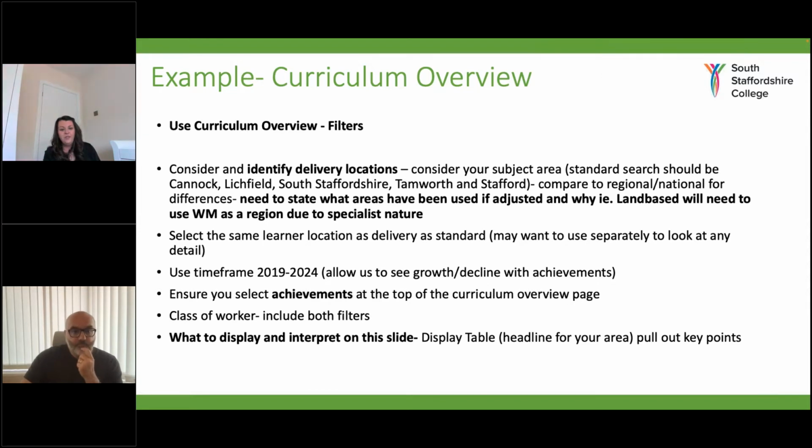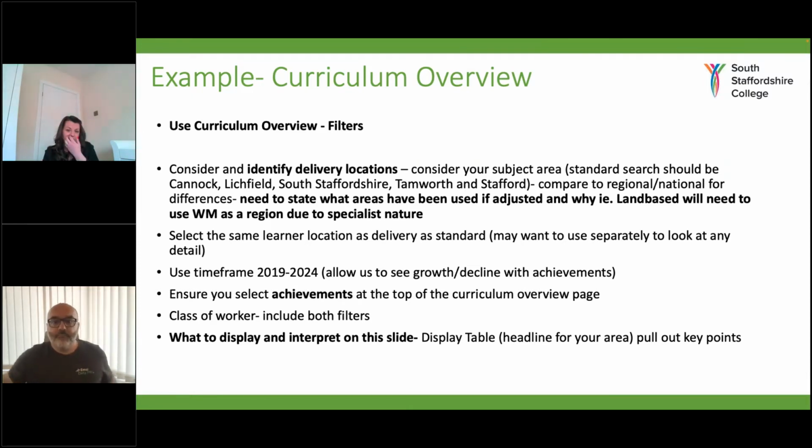So what that allows us to do is look at the pattern of growth, where it's come from and where it's going to. Just as a reminder for my team, they often forget to select achievements at the top and look at enrolments instead. So I put hints and tips in there for them so they don't forget to apply the right filters. And at this stage, we do look at both classes of worker, both employed and self-employed at the early stage. As we move on to different sets of curriculum, we may filter those in or out. And then finally, we get them to display that headline table that you get from curriculum overview.